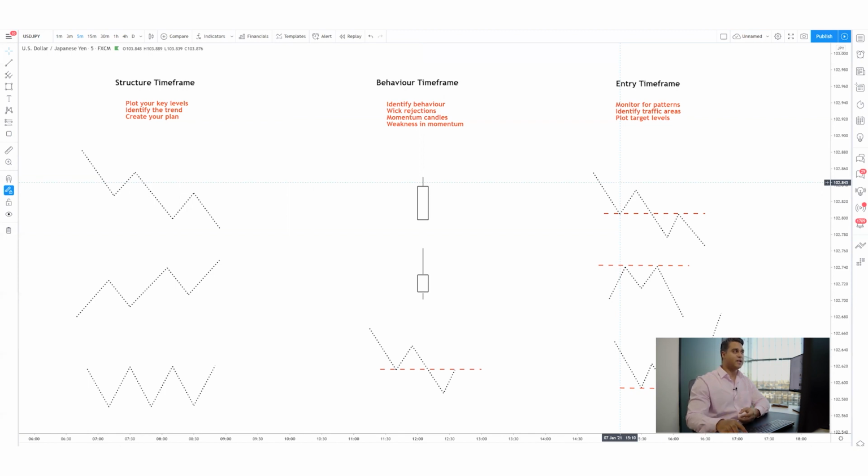So if we're using the 4H on the structure, the 1H for behavior, just to break down the 4H candles' behavior, looking for those pin bars, engulfing candles, wick rejections, breaks of structures. Your entry time frame is going to be, let's say, the 15-minute time frame. You're going to be looking for clear trends, breaks of structures, your patterns, and that's it. Three time frames.